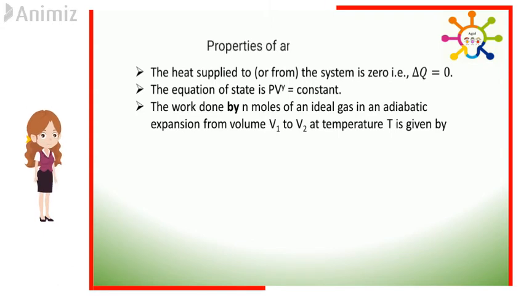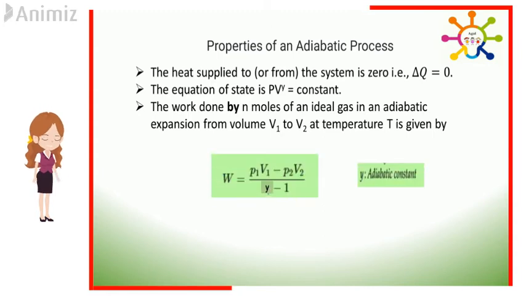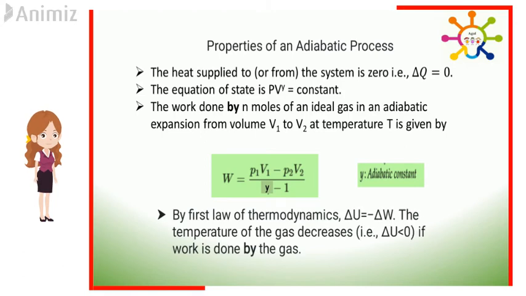The work done by n number of moles of ideal gas in an adiabatic expansion from a volume V1 to V2 at temperature T is given by W is equal to P1 V1 minus P2 V2 divided by gamma minus 1, where gamma is the adiabatic constant. By first law of thermodynamics, del U is equal to minus del W. The temperature of a gas decreases when del U is less than 0, if work is done by the gas.